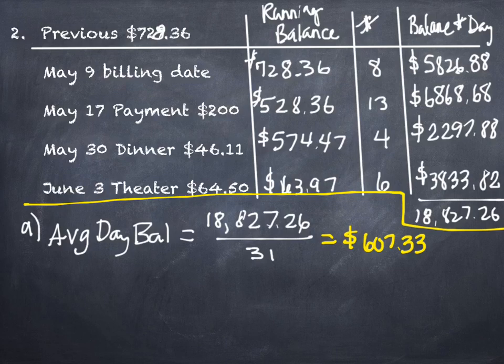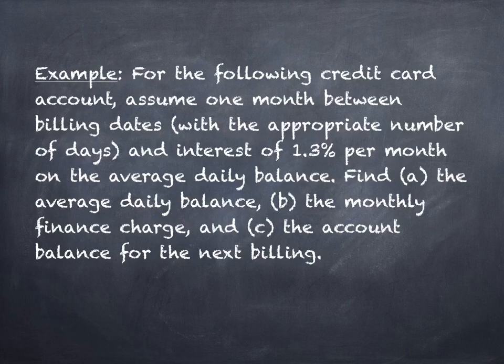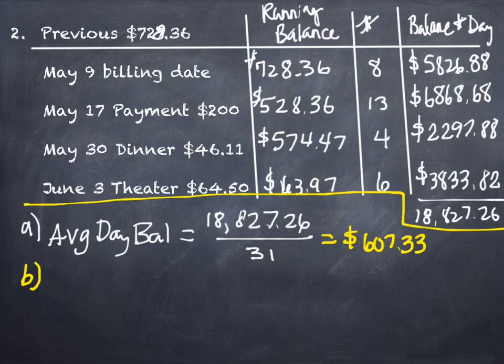All right, so average daily balance is $607.33. So on average throughout the month, you owe about $607 to this credit card company. All right. Part B said that we were supposed to find the monthly finance charge. So what did it say the monthly interest rate was? 1.3. 1.3%. Okay, on your average balance of $607.33. So what do you suppose you're going to do with these?